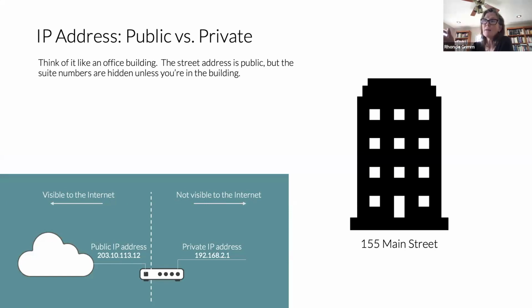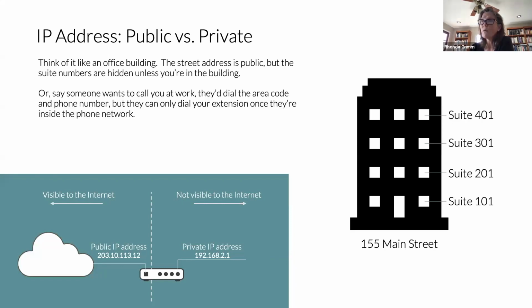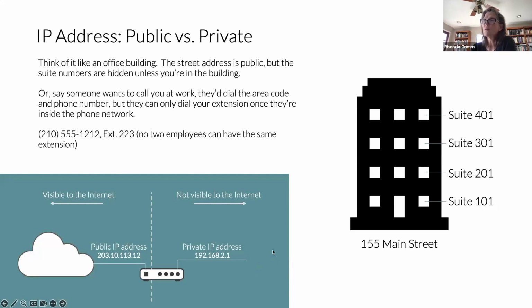So to take that a little further, it's kind of like being in an office building. The street address is public, but the suite numbers, you have to be inside the building to see them. Or say you want to call somebody at work and you have their extension, well, you can only dial the extension once you're inside the phone network. You press 9, you dial the extension, and you can get through. One thing you know about extensions, as we all know, no two employees can have the same extension. Same thing, no two devices can have the same host number. So you've got that 192.168.2, that big block, and then you've got your individual host numbers.